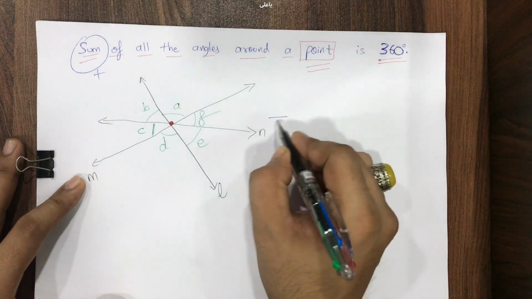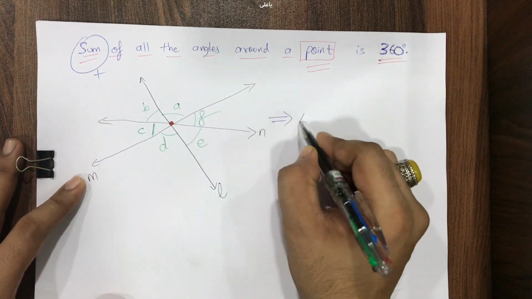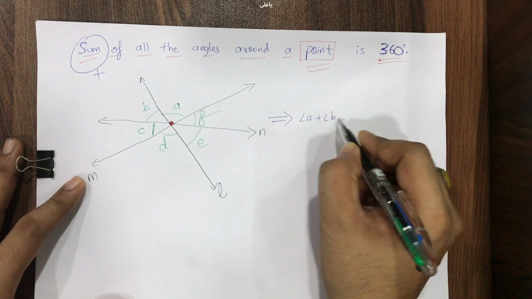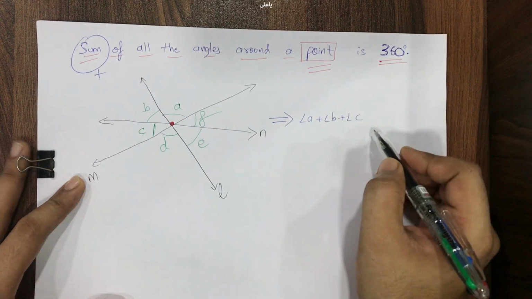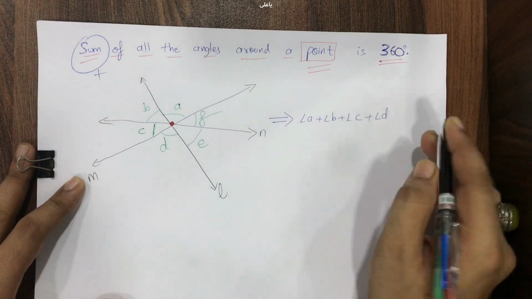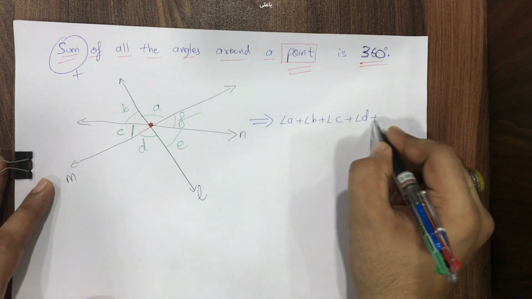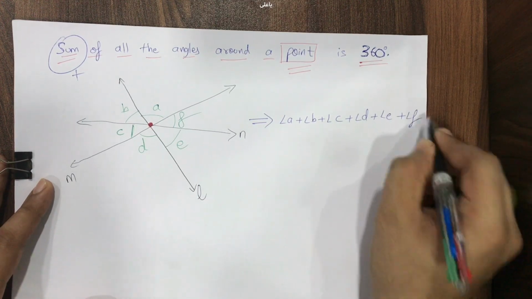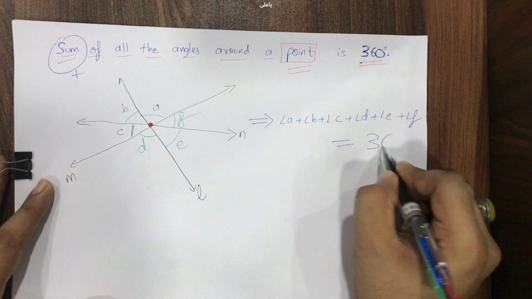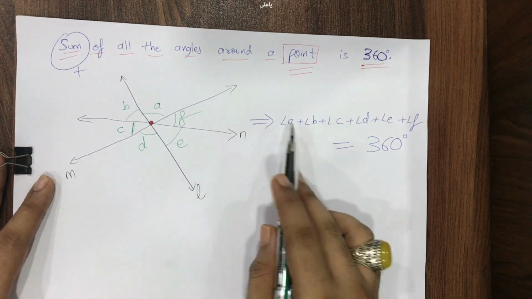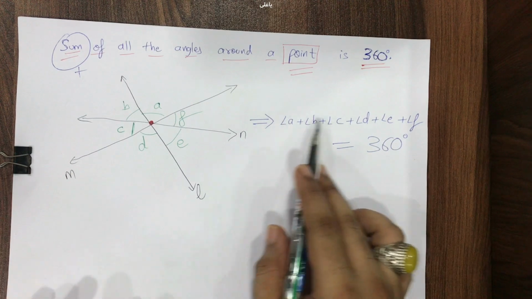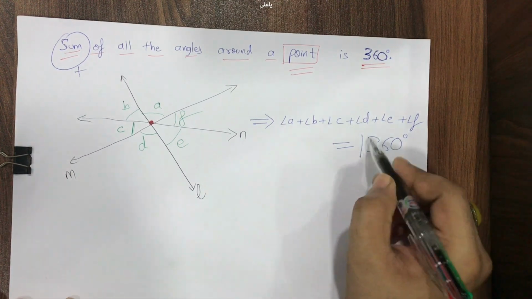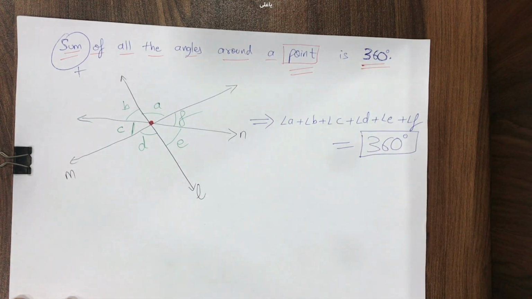That means angle A plus angle B plus angle C plus angle D plus angle E plus angle F is equal to 360 degree. A, B, C, D, E, F. If I add all of them, their addition answer will be 360 degree. Understanding students? So this is the scenario.